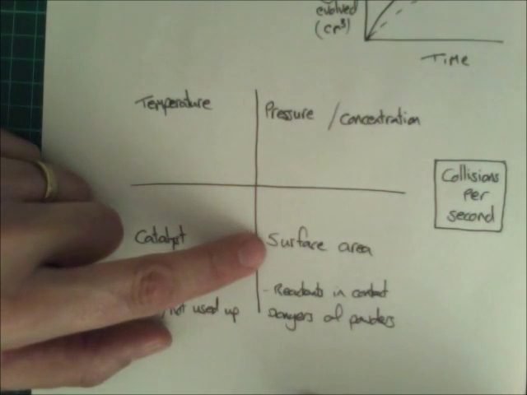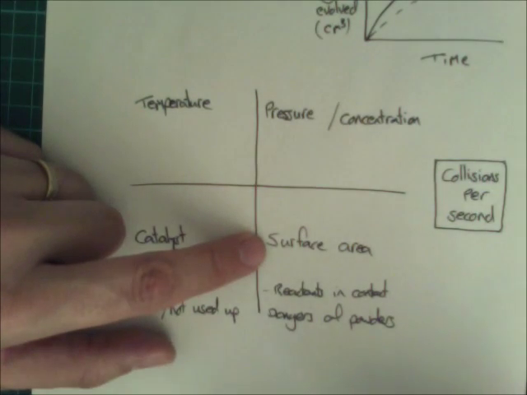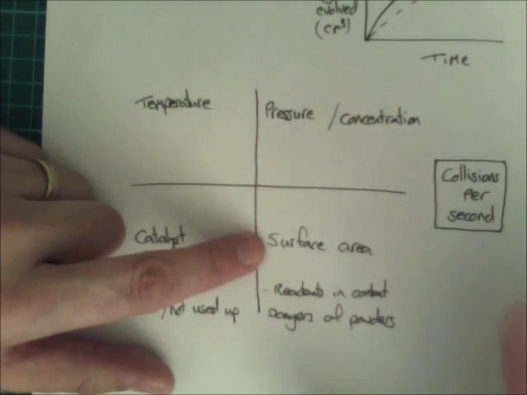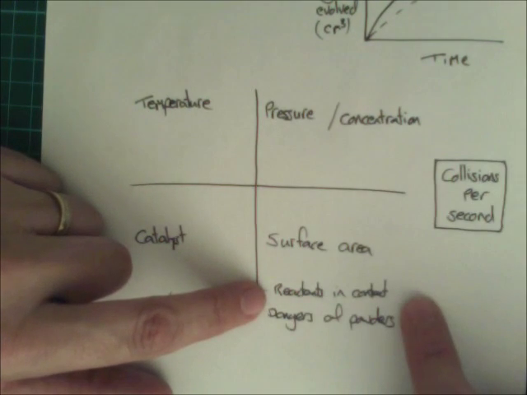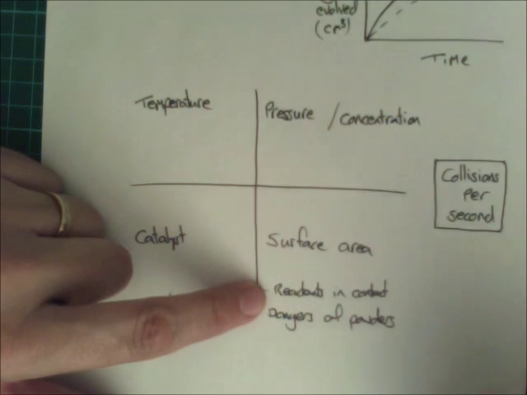And finally, we've got the surface area. If we've got a big surface area, and don't get them confused, big surface area means tiny little bits. So a powder has a big surface area, a block has a small surface area. Big surface areas mean you have more reactants in contact, so there are more particles touching each other, so there's going to be more chance of them reacting.